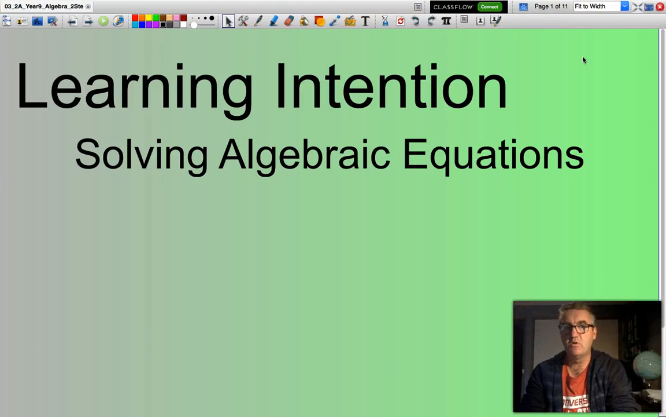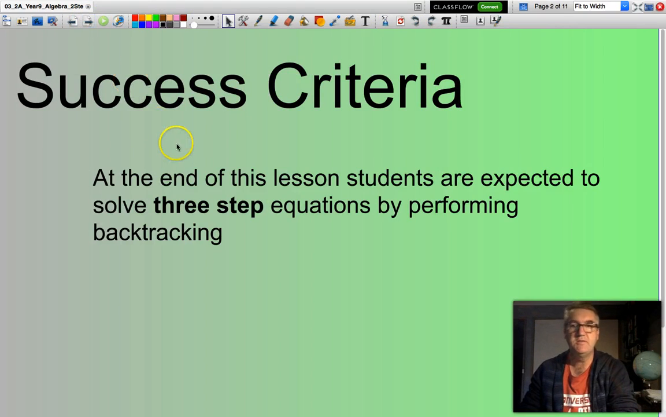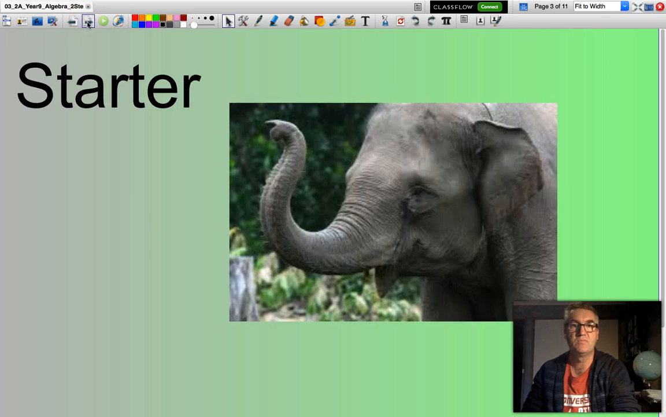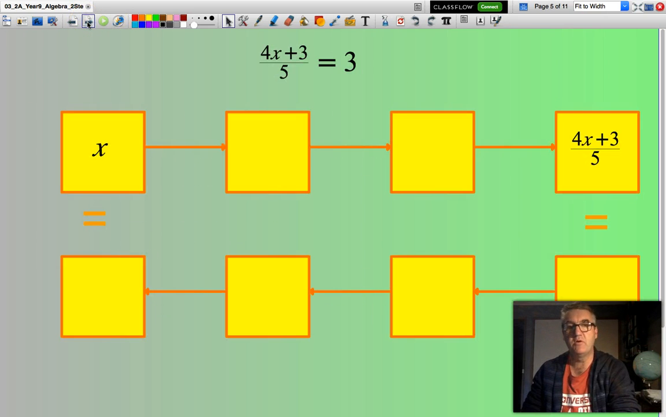Welcome to my second session on solving algebraic equations. This time we'll be looking at solving three-step equations by performing backtrack. In the previous session we solved two-step equations. We're going to do this by looking at three different problems.